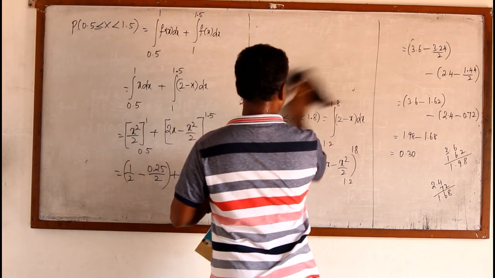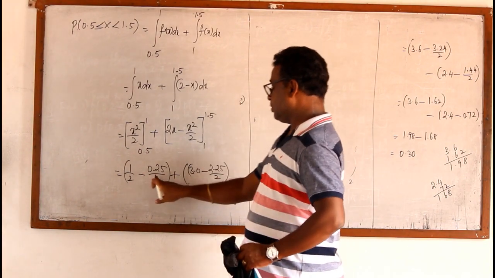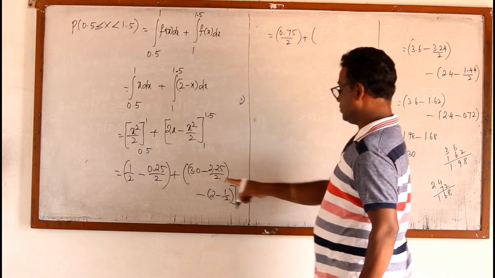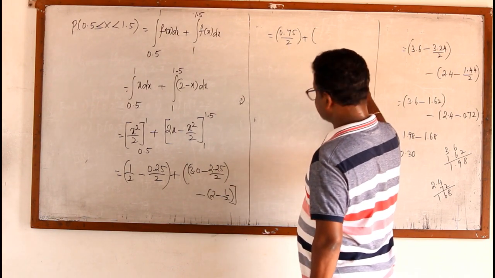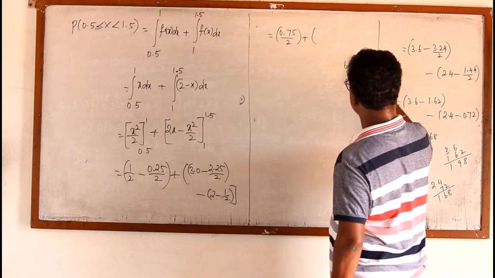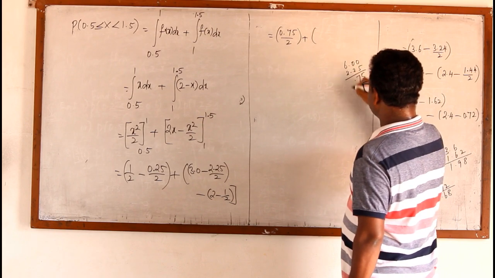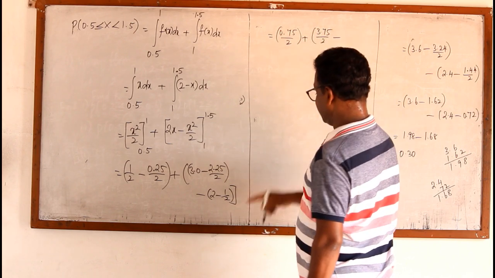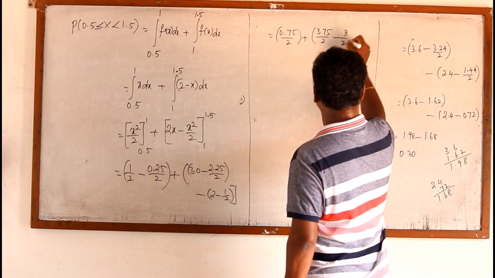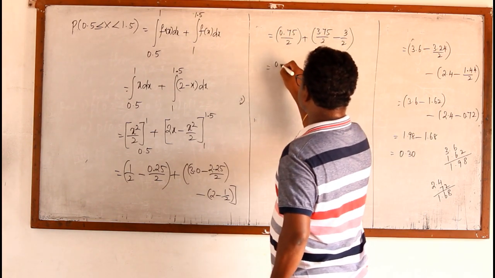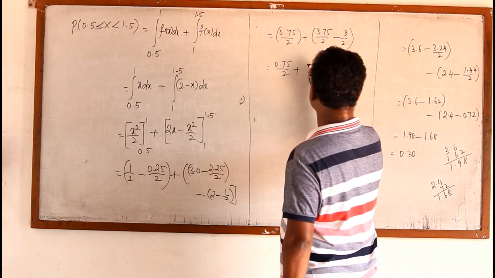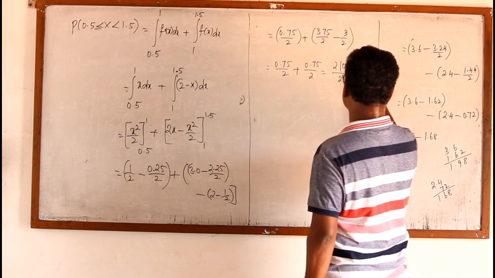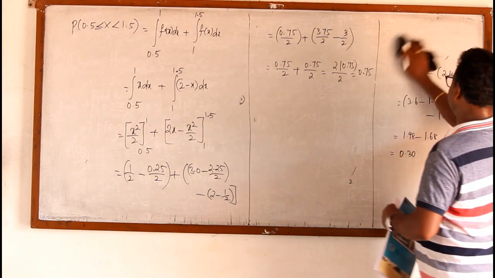We should simplify all this now. It is 1 by 2 into 1 minus 0.25, which is 0.75 by 2. This is the first bracket. Now, 3.0 minus 2.25 is 0.75, so 3.75 by 2 minus 3 by 2. So the answer is 0.75 by 2 plus 0.75 by 2. Is it not 2 into 0.75 by 2? So 2 cancels, it is 0.75. So this is the answer of the second problem.